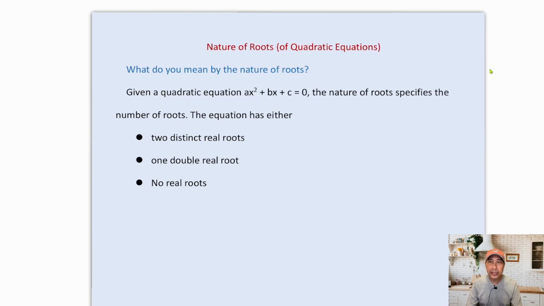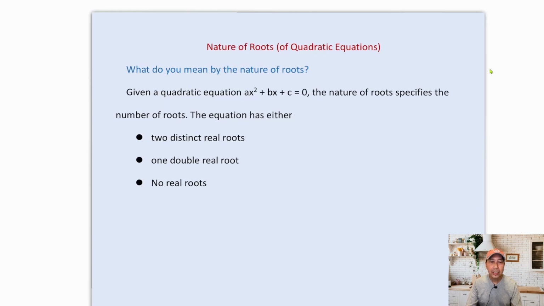But what exactly do we mean by the nature of roots? When we consider a quadratic equation in the form ax squared plus bx plus c equal to 0, the nature of its roots describes the characteristics of the solutions to the equations. Specifically, a quadratic equation can have one of three different types of roots.